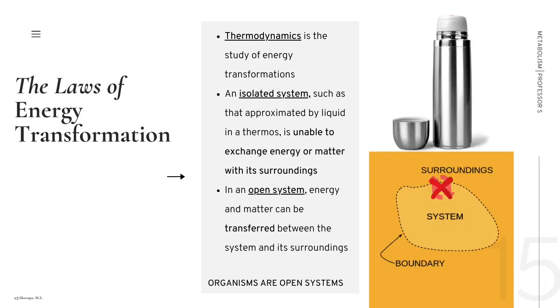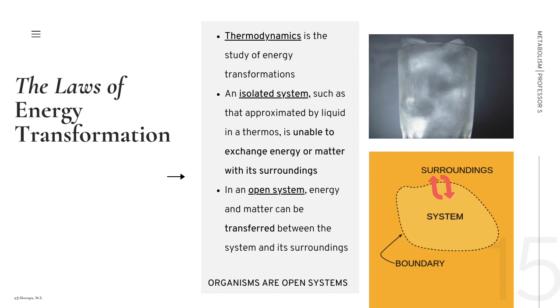Before we get into the laws of thermodynamics, we have to understand how systems interact with their surroundings. An isolated system is unable to exchange energy or matter with its surroundings. A thermos is a perfect example. This is why when you put hot or cold liquids inside, they're able to maintain that temperature. There's no exchange of energy or heat to the surroundings.